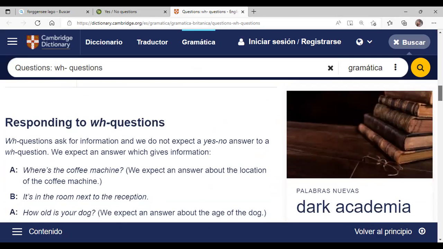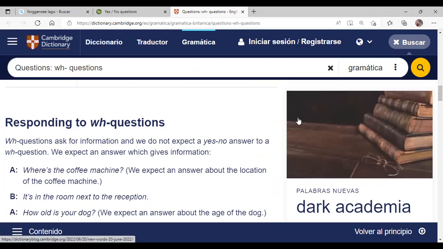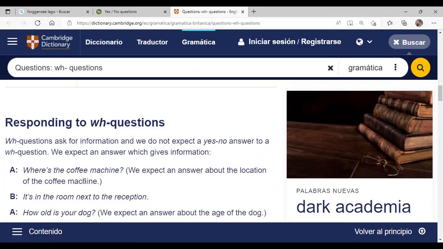So how do we respond to the WH questions? Remember that when we ask a WH question, we have to respond with a long answer. For example, where's the coffee machine? We expect an answer about the location of the coffee machine, because when we ask a question with where, we are asking about location.